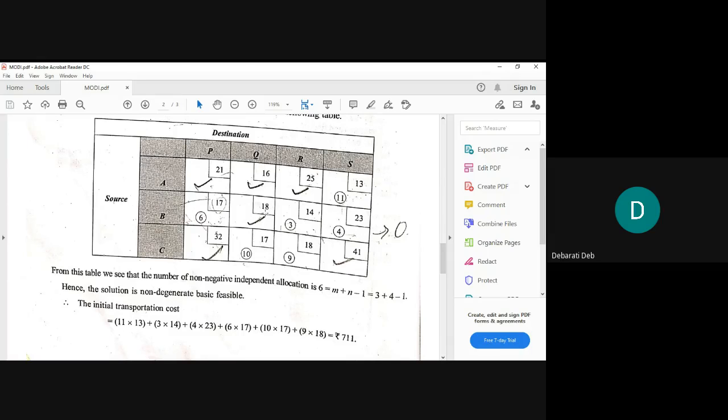So what will be the ui and vj value here? Tell me, unmute and tell me. What will be the ui and vj value in this cell 18?